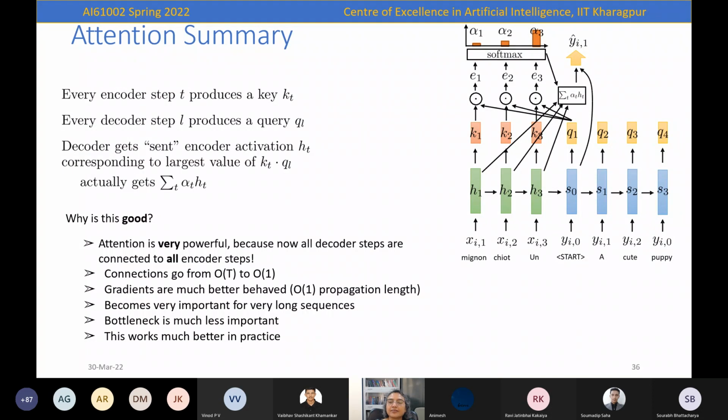So to summarize attention, for every encoder step we produce a key KT, for every decoder step we get a query QL, and then from that we get these values and we use it. So we will stop here today, and in the next class we will take over from here.